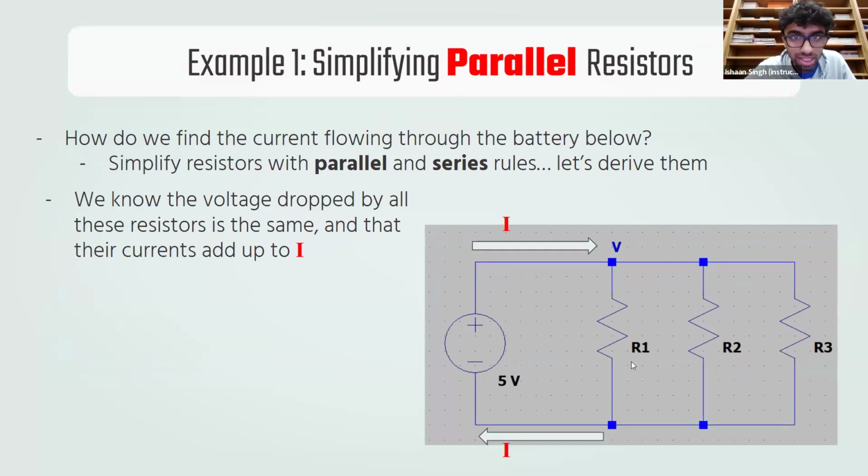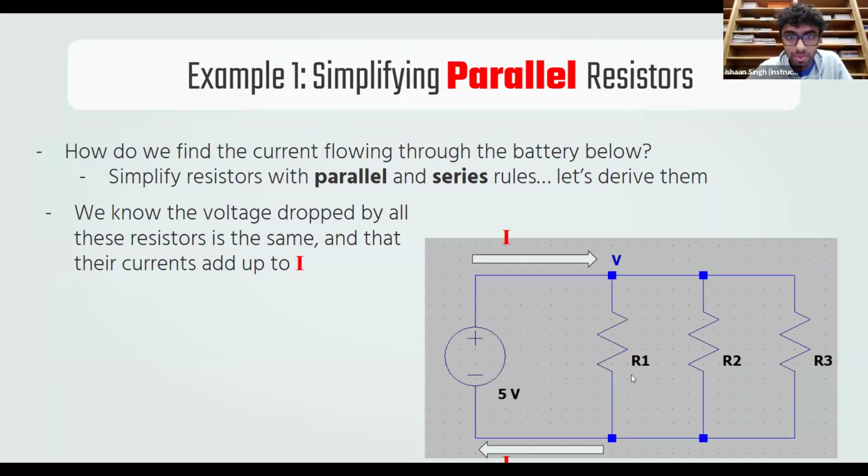I just flashed it for a second, but can someone tell me what the voltage drops by those resistors are? Yeah, 5 volts, true. And then what is the current that goes through each resistor? Yeah, Naman? Is it IR1? That's true. But if I were to write it in terms of voltage and the resistance of each of them.